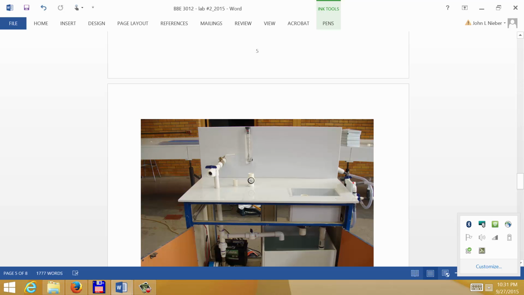This is an illustration of the flow control system. So the flow going through that pipe system, which is located over here, off of here, is controlled by the valves and the piping that's shown here.